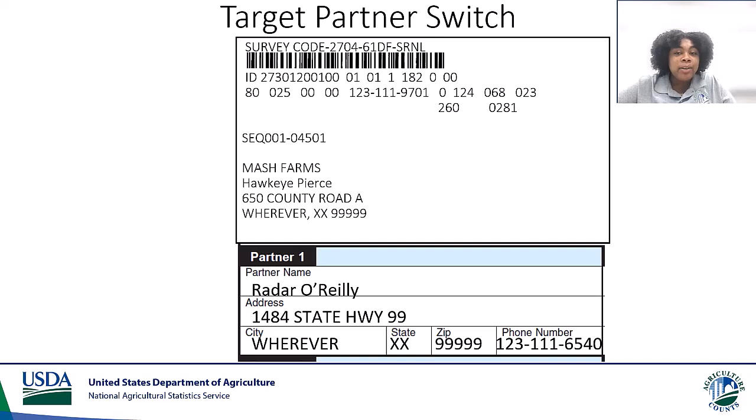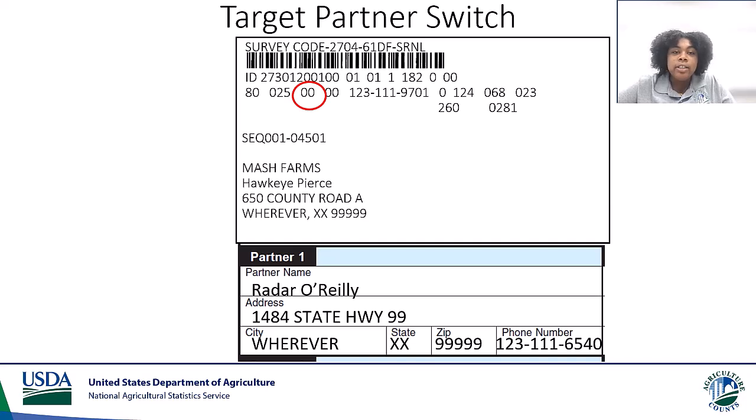Imagine with me the following situation. We have an OpDom 0 record. This is a partnership consisting of Hawkeye and Radar. You call and speak with Hawkeye, the target operator. Hawkeye informs you that he's working his way into retirement, but still helps with the farm and making decisions. He wants you to make his partner Radar the main contact for the operation, as Radar will eventually take over. In NASS, we call this a target switch.